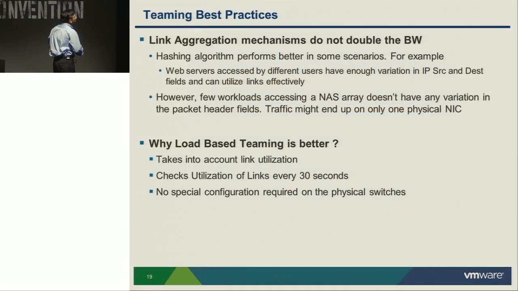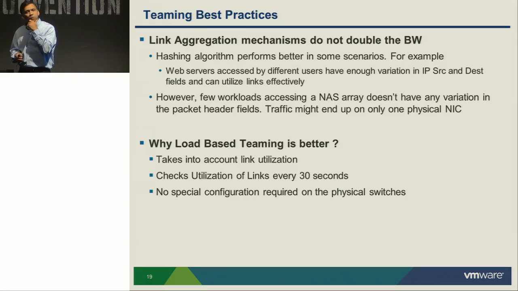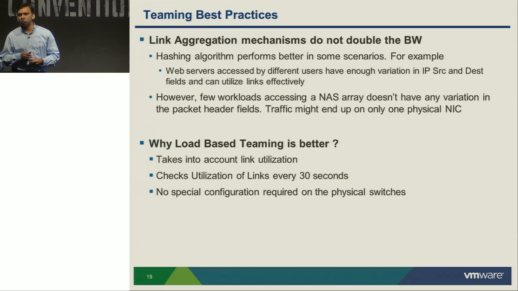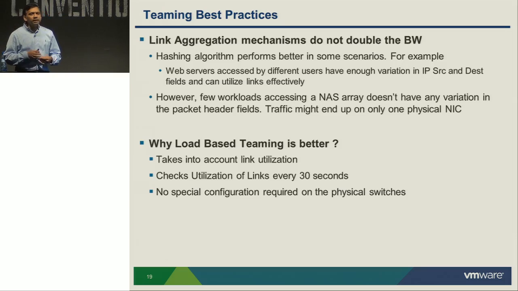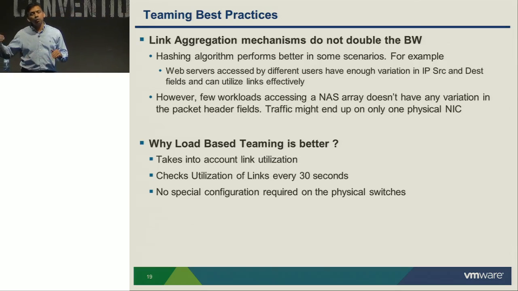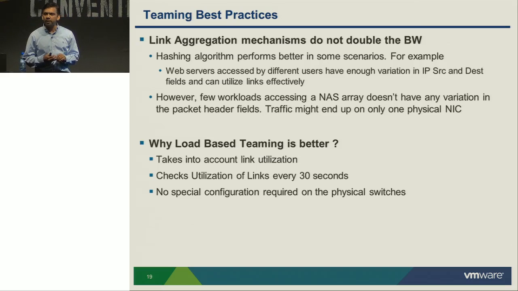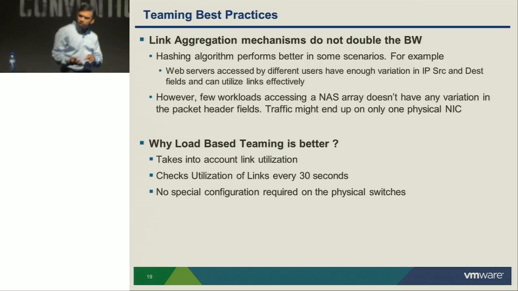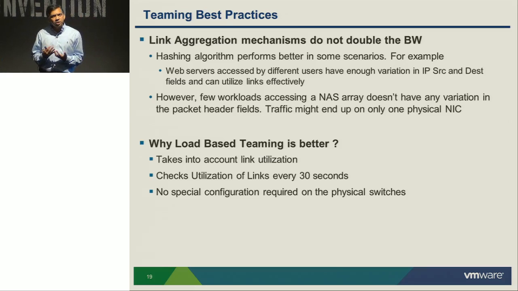Okay. I talked about the best things about LACP, but there is one downside which I want to mention for the link aggregation control protocol. LACP depends on hashing algorithms, and you have 22 hashing algorithms for it. If you have a deployment with web servers and a lot of users coming in, you have a lot of variation in IP source and destination addresses.